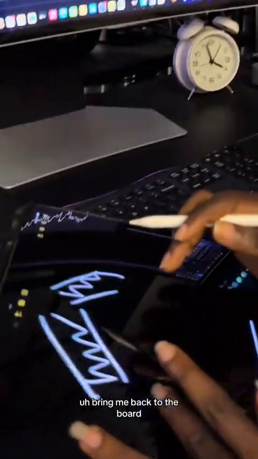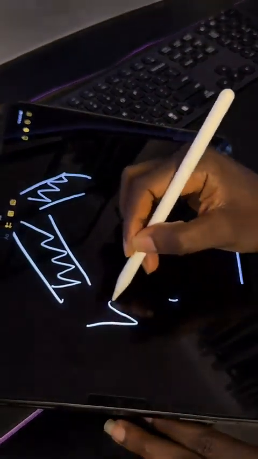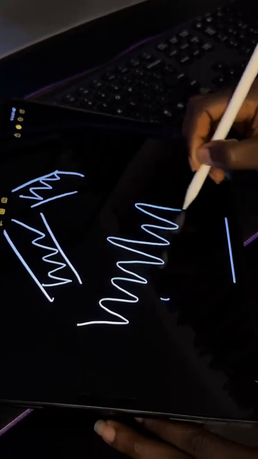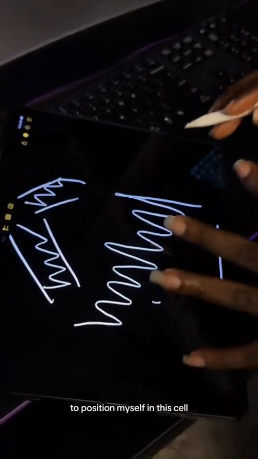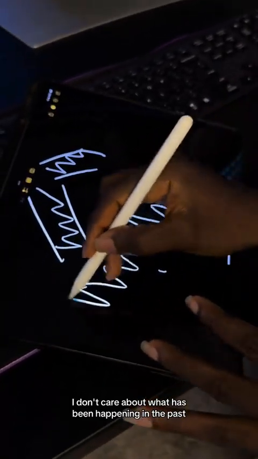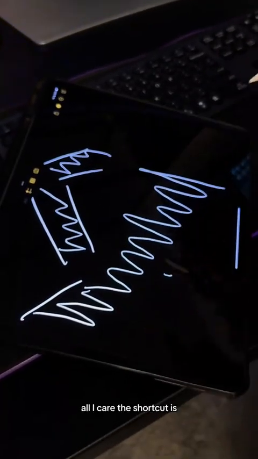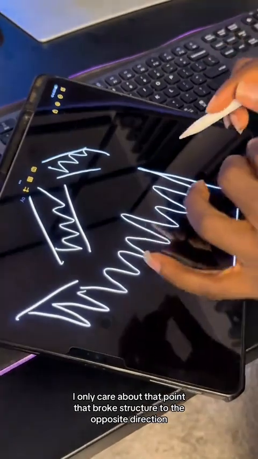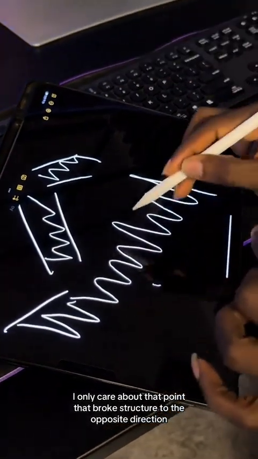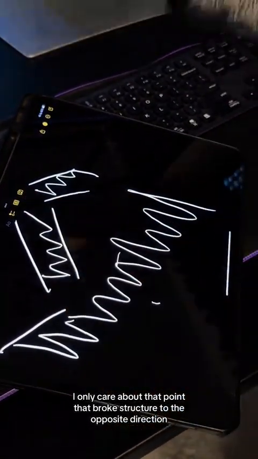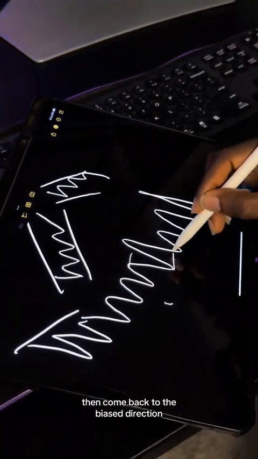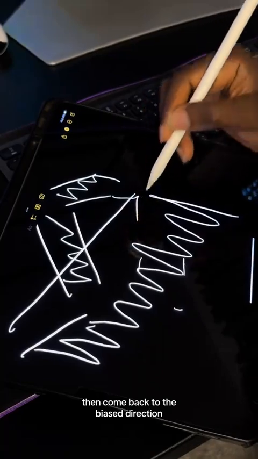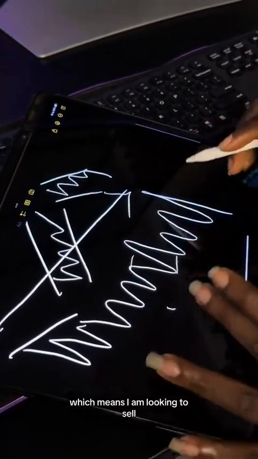Bring me back to the board. Now, look at this. If the market wants to sell, the market might be doing this. To position myself in this sell, I don't care about what has been happening in the past. The shortcut is I only care about that point that broke structure to the opposite direction, then came back to the seller's direction, which means I am looking to sell.